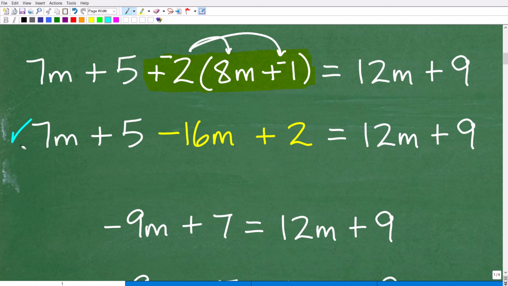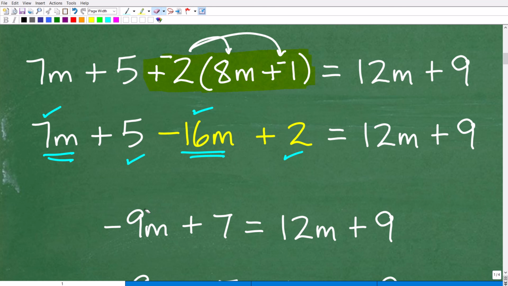So when I look around, I'm like, oh, here's a 7m. Here's a -16m. These are like terms because the variables are exactly the same. And then I have two numbers I can combine. So let's go ahead and do that now. 7m minus 16m, we simply add the coefficients, which is 7 plus a -16. That gives me -9m. And then 5 and 2, of course, is 7. So we're just playing cleanup right here.